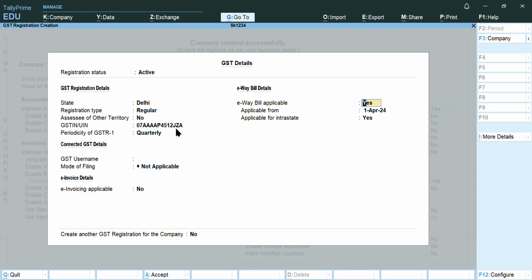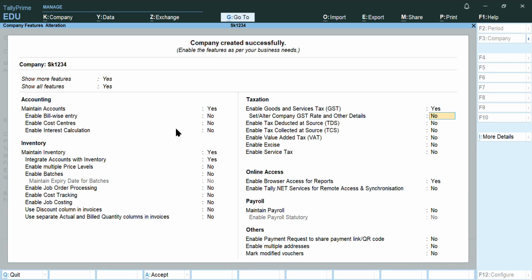E-way bill applicable, yes. Date is given. Applicable for intrastate, yes. And accept. Okay, so we come back to the original screen of your configuration. Then enable TDS, no. Enable tax collected at source, VAT, excise, service tax, nothing at all is needed. Our questions will be including GST. Okay, browser access for reports, yes.